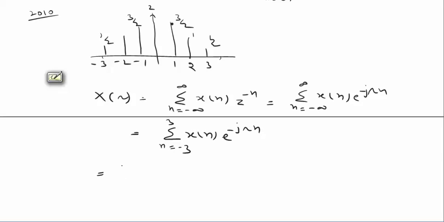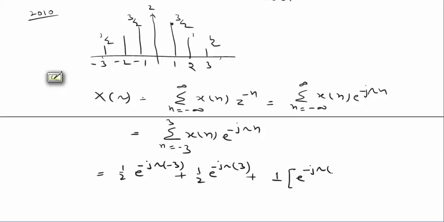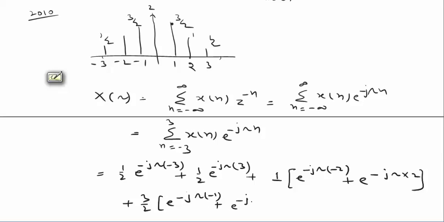Then we put the different values. Half, first we put minus 3, half e power minus j omega minus 3 plus, put half plus 3 e power minus omega and 3 plus 1. Now location 2, e power minus 2 e power minus omega 2, and last 3 by 2 e power j omega minus 1 or minus j omega plus at 0 location 2.